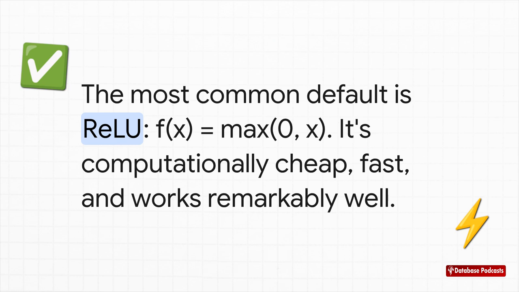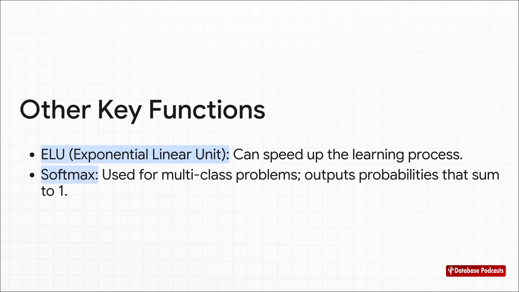Why? Because its formula is just max of 0, x. It's incredibly simple. That makes it computationally cheap, super fast, and surprisingly effective in a huge number of applications. Its simplicity is its real strength. And of course, there are others. ELU, or exponential linear unit, can sometimes speed up learning even more. And then there's softmax, which is absolutely essential whenever you have a multi-class problem, like trying to decide if an image is a cat, a dog, or a bird. Softmax is brilliant because it outputs probabilities for each class that all add up to 1.